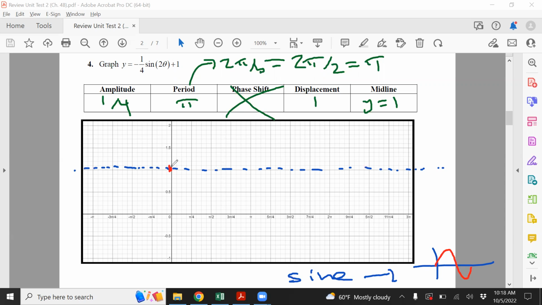So I'm going to start over here. And by the way, if you were plugging in 0, what's 2 times 0? 0. Sine of 0 is 0. Then 1/4 times 0 is 0. 0 plus 1 is 1. You should be starting at 0, 1. If you're plugging in 0 for theta, your y value would be 1. Now, the period is pi, so you're going to end right here.